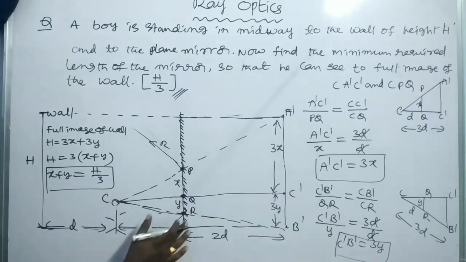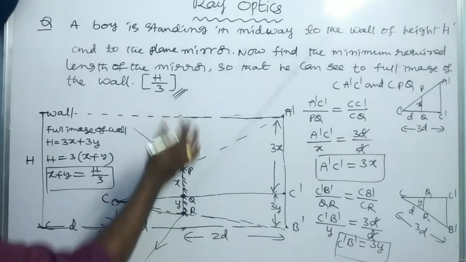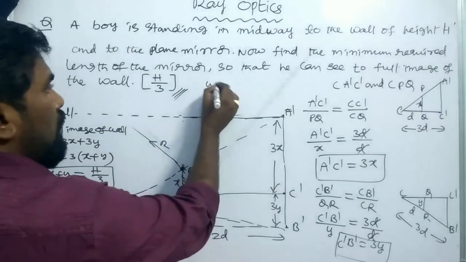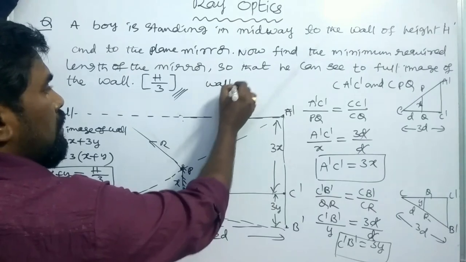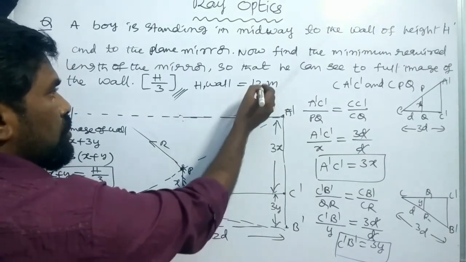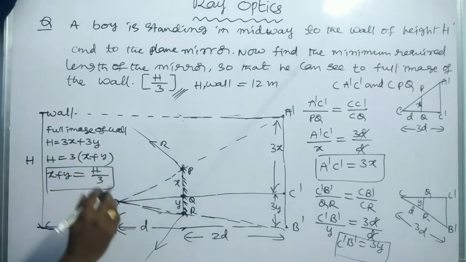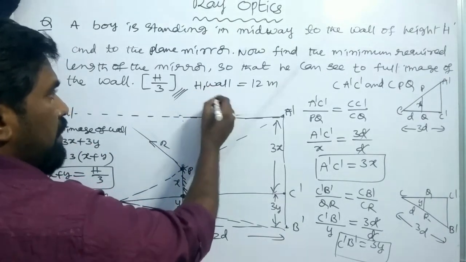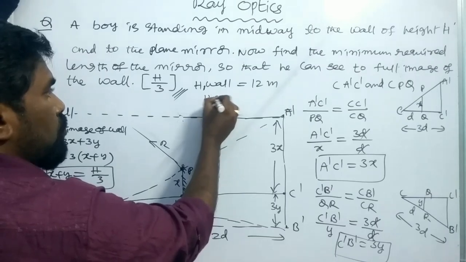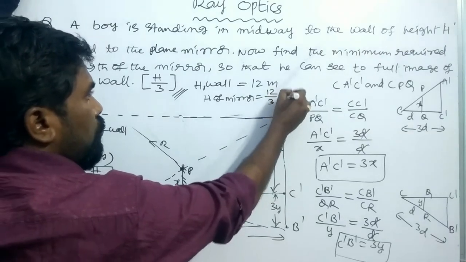So there is no need of this part of the mirror and no need of this part. The mirror only needs to be H by 3 in height. Suppose the height of the wall is 12 meters. Then to see the full image of the 12 meter high wall, which is behind the man, the height of the mirror required is 12 by 3, which is equal to 4 meters.